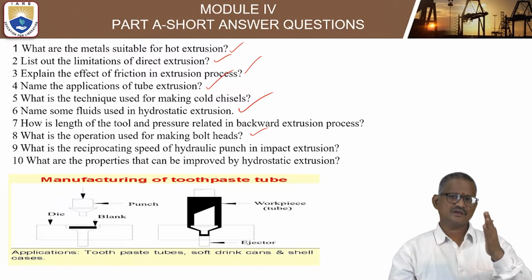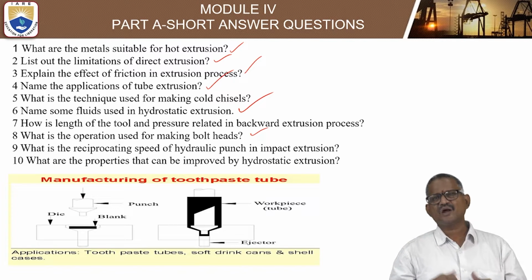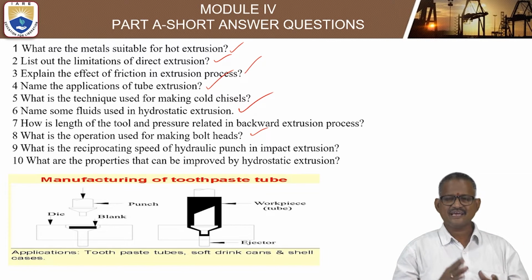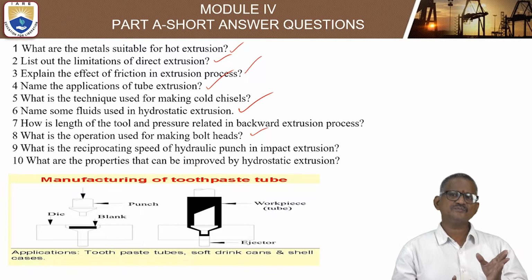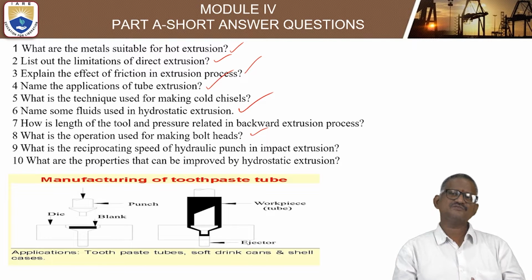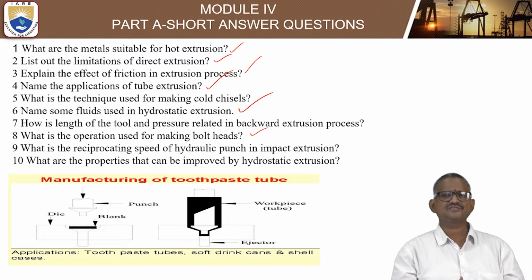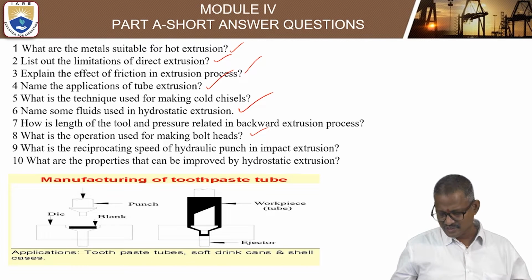Non-ferrous metals can also be widely used in the impact extrusion process. And some properties can also be improved in hydrostatic extrusion. Generally, extrusion may be classified into two major types, and additionally another two types, so a total of four types: forward extrusion, backward extrusion, hydrostatic extrusion and impact extrusion.